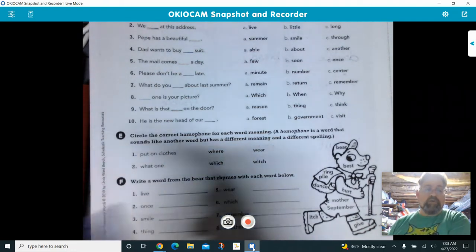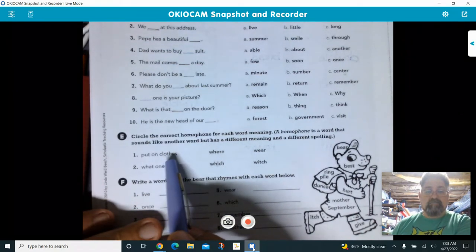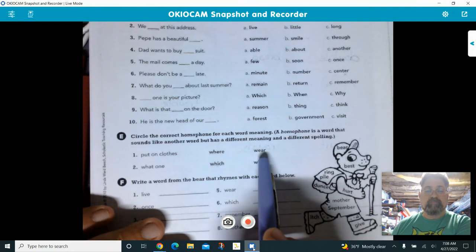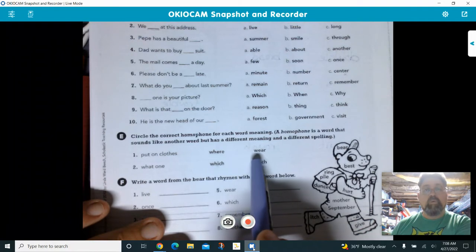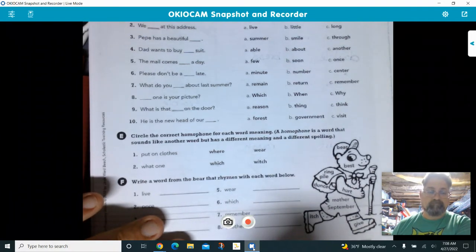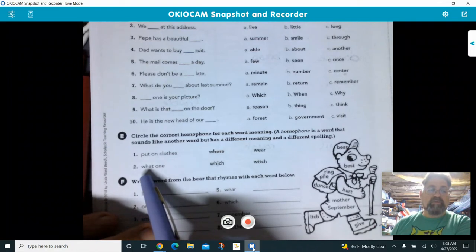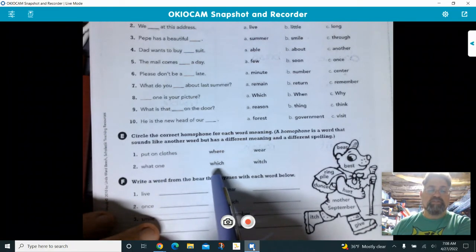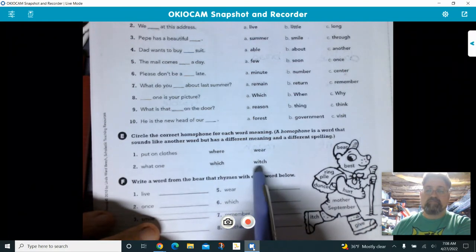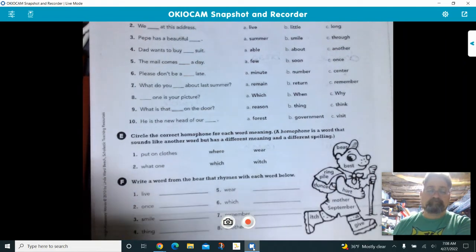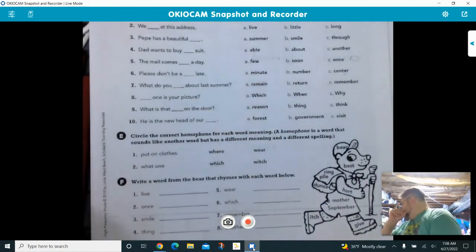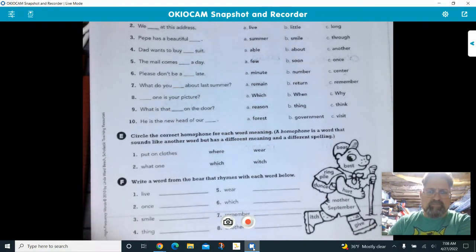Okay. So to put on clothes, is that wear or wear? If you're asking what one, will that be which or which? One of them comes out on Halloween. Pardon me. And one of them means an option of choices. You just have to figure out which is which.